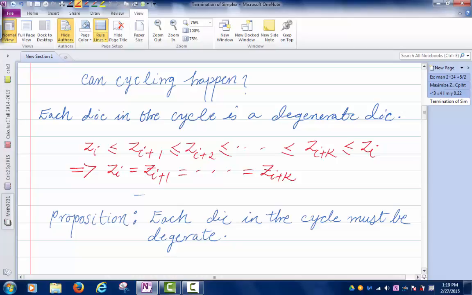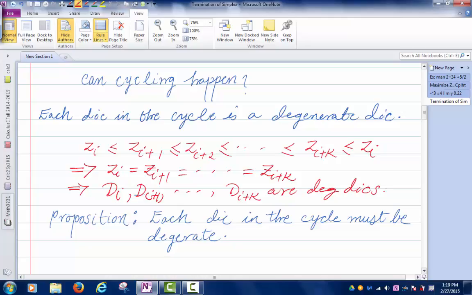And what do we know? It means that going from Di to Di+1, the objective value doesn't change, which means Di is a what? This implies Di+1 through Di+k are degenerate dictionaries.